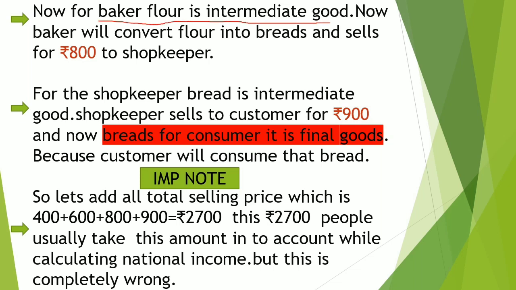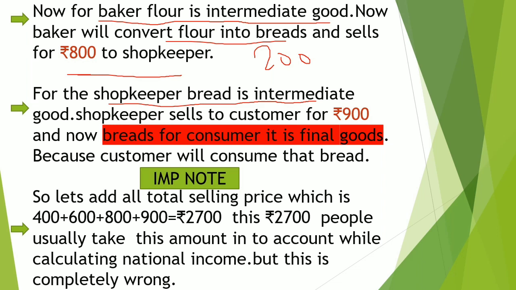Now the baker will convert the flour into bread and sell it for 800 to a shopkeeper. So after getting the flour for 600, the baker converts it into bread and sells it for 800 to a shopkeeper. Here you can see that he's also taking 200 as a profit. The flour mill also got 200 profit, and this bakery also takes 200 as a profit. For the shopkeeper, bread is an intermediate good. He is also not doing the final consumption, so the bread will also become an intermediate good for the shopkeeper.